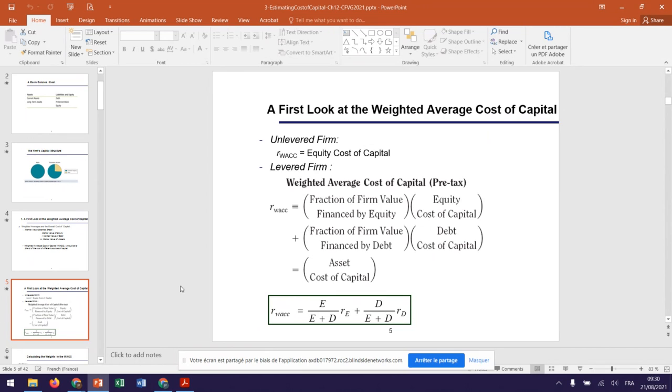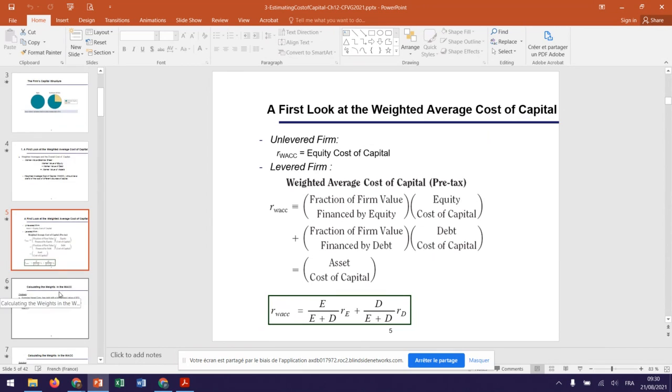So yesterday we finished, or we introduced, how we estimate the fraction of firm value financed by equity, or the fraction of firm value financed by debt.